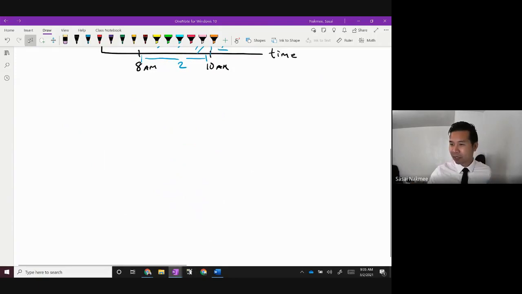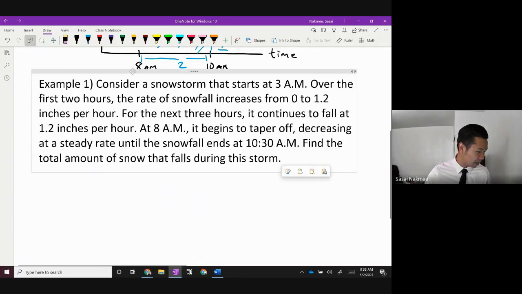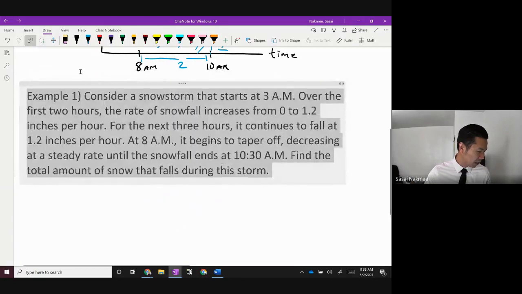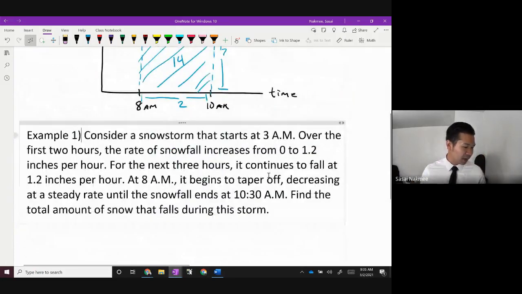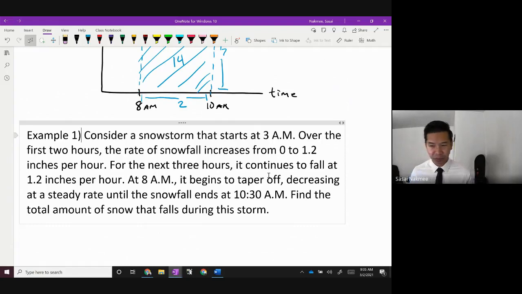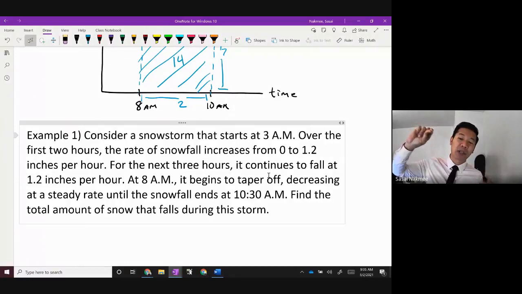I'm gonna cheat a little bit here, and I'm gonna copy and paste this next problem. So I'm gonna give you a little bit of time to copy this down. So let me go ahead and put this over here. So let's take a look at this example right here. We had that example up there. Let's say, consider a snowstorm that starts at 3 a.m. Over the first 2 hours, the rate of snowfall increases from 0 to 1.2. So it's no longer a constant rate. The rate is increasing from 0 snowfall all the way up to 1.2 inches per hour, right?